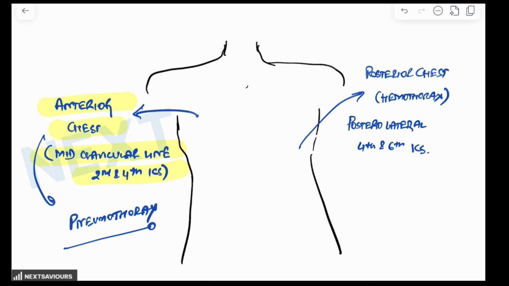On the other hand, the posterior chest identification is done for hemothorax, where the probe is placed in the posterolateral chest wall between the fourth and the sixth intercostal spaces. So, in total, these are the six probe placements for the completion of the EFAST.